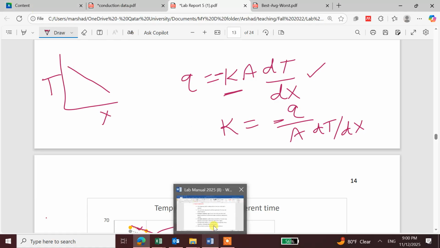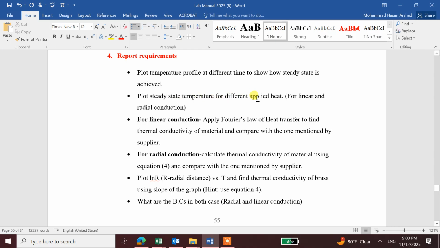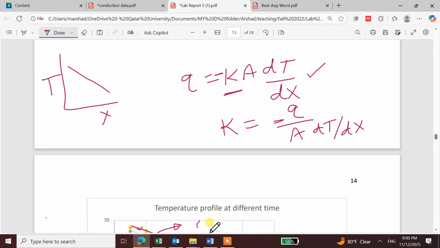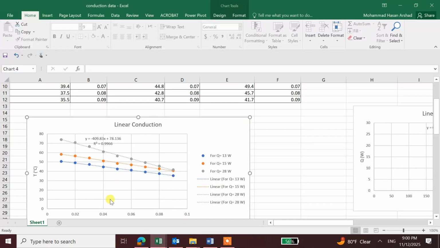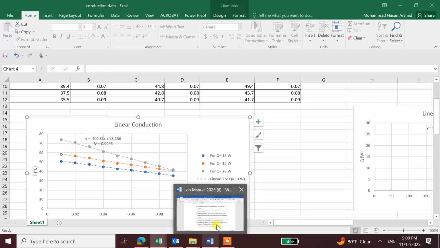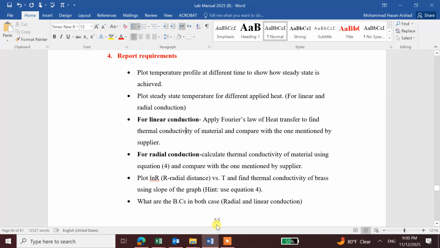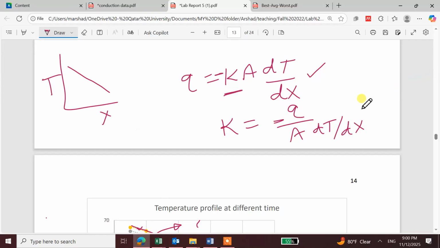Okay, so what next? Plot steady state profiles for different applied heat. This is what I told you. This will look something like this. Get the slope for all. Now apply Fourier's law of heat transfer to find thermal conductivity of the material and compare with that mentioned by the supplier. So you find the k value at all data points as I told you using this, and compare with the given value of k. Okay, so this is all about linear, I think.